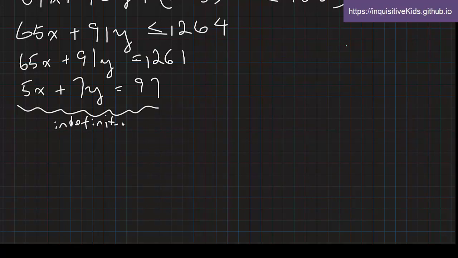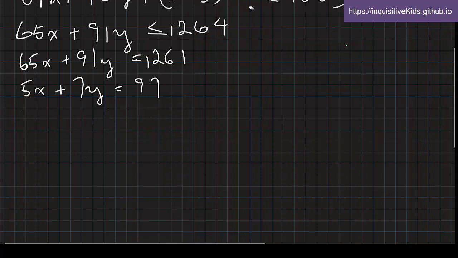So 5x plus 7y is equal to 97, and this is an example of an indefinite equation. There are two variables, but there is only one equation, so this is something you have to keep in mind. Now we're going to use one of the ways we learned how to solve indefinite equations. Indefinite equations won't just have one solution. There will be multiple solutions. Now, what are those multiple solutions? Well, let's first look at their multiples. What are they made out of?